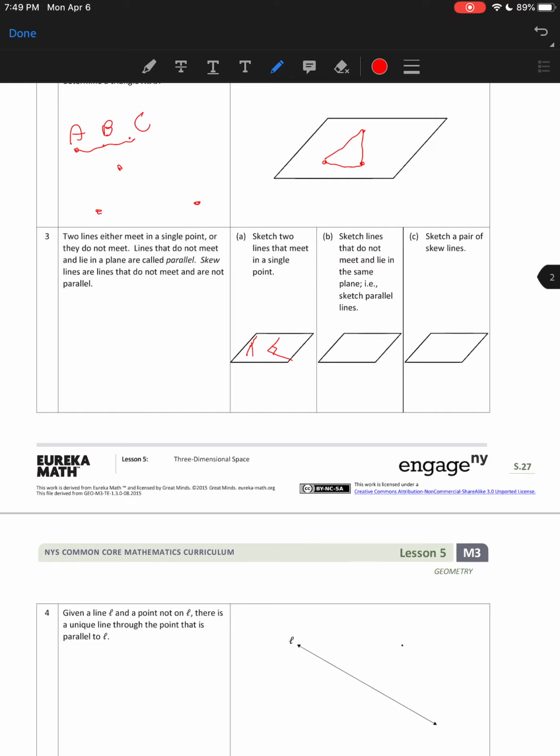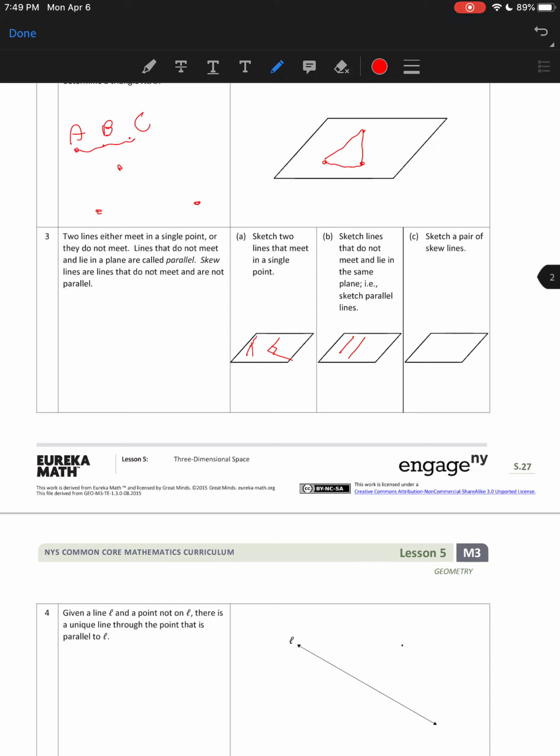For B, it says sketch lines that do not meet and lie in the same plane. So lines that are on this plane, on this piece of paper, and never meet. Well, if you remember, the only thing that could be true of are parallel lines, right? So lines that are parallel to each other. If even one of these lines is slightly curved a bit, then they would meet at some point and they wouldn't be parallel. Now, this is an important concept here, skew lines.